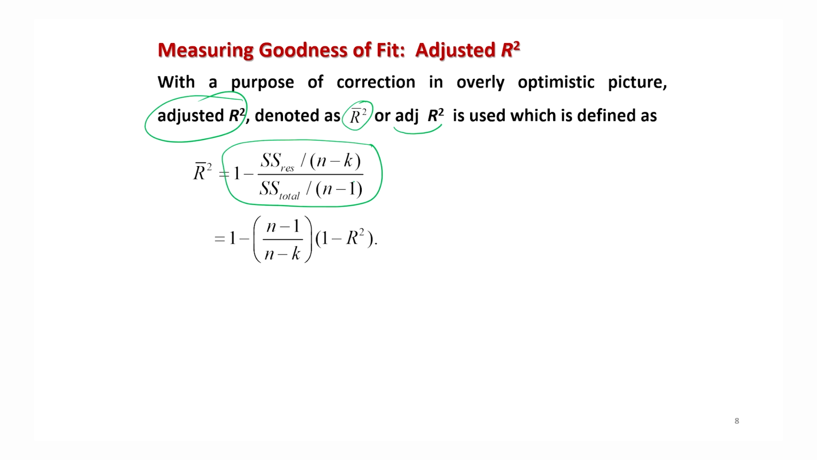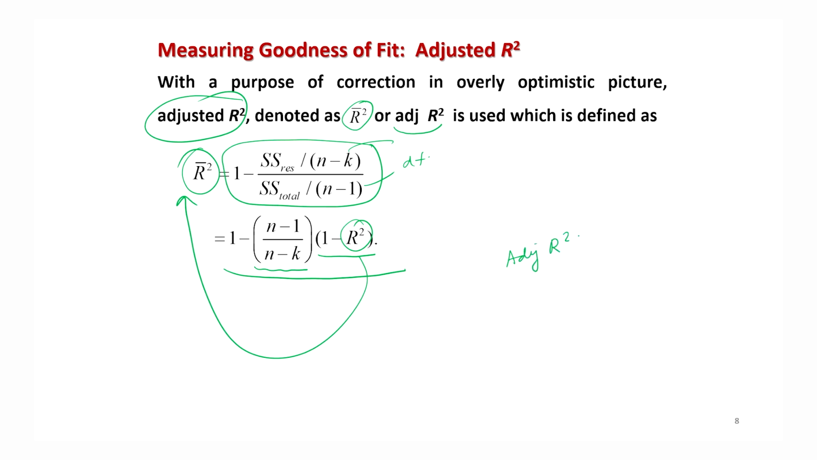divided by SS total divided by n minus 1. If you try to see, these are the degrees of freedom which we have discussed earlier in the analysis of variance, and this can be written as 1 minus n minus 1 upon n minus k into 1 minus R square. So you can see that there is a one-to-one relationship between R square and R bar square also, and R bar square is called the adjusted R square, and usually you will see in the software that adjusted R square will always be less than R square, right?